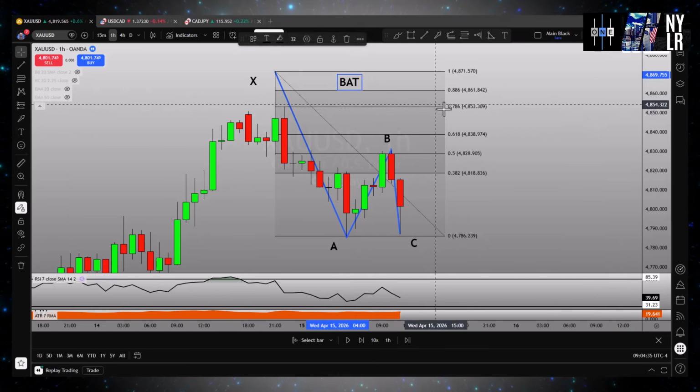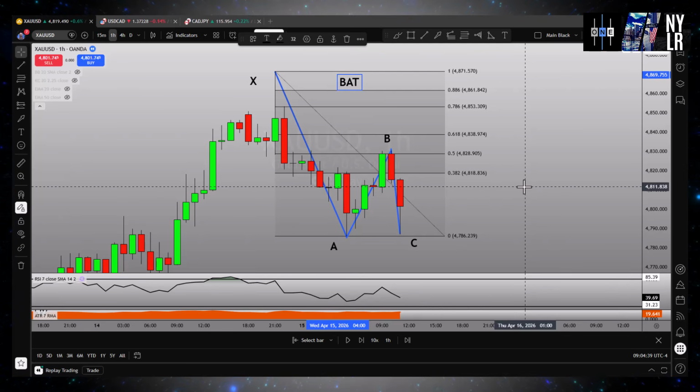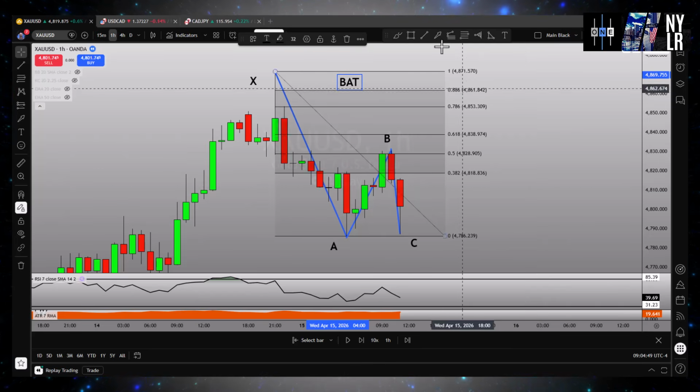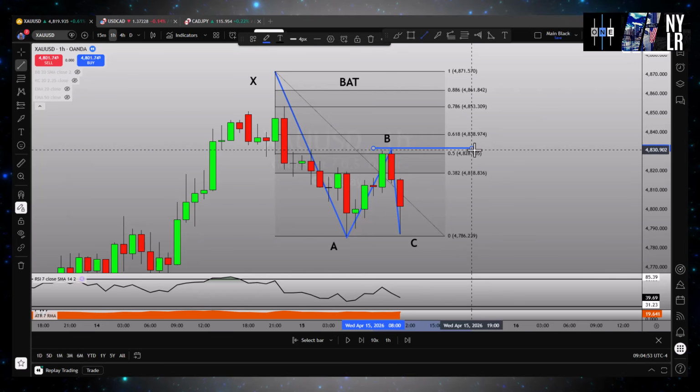So I don't think there's anything technically we can disagree with. It's still a bat pattern. So we know that the only thing that's going to change this pattern is if we were to push past B, right? If price were to retrace past B and then do what?